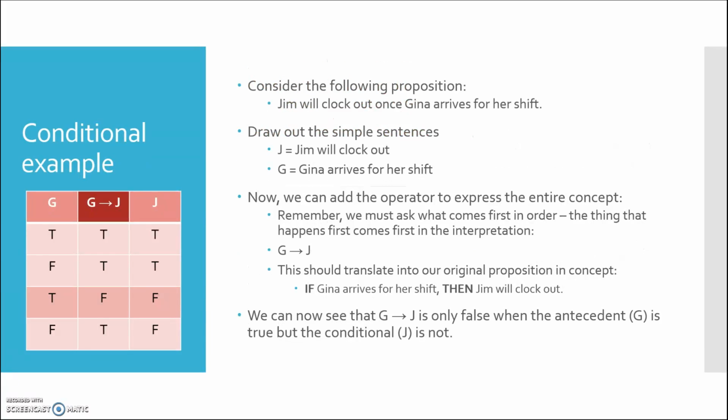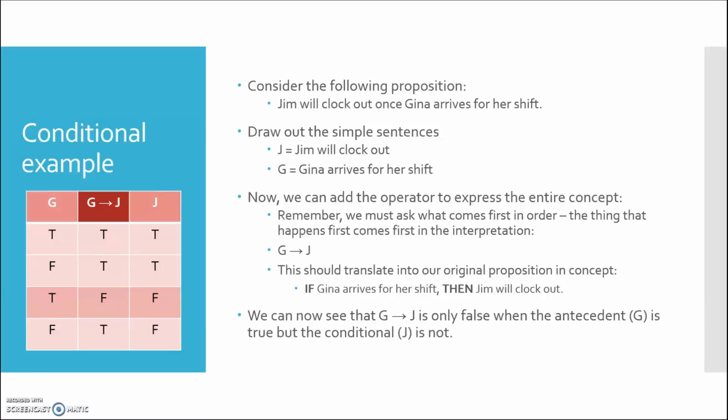Here's an example of a conditional. Jim will clock out once Gina arrives for her shift. First, we draw out the simple sentences. We have the proposition that Jim will clock out, and we have the proposition Gina arrives for her shift. Let's let them be represented by J and G respectively. Now we add the operator.